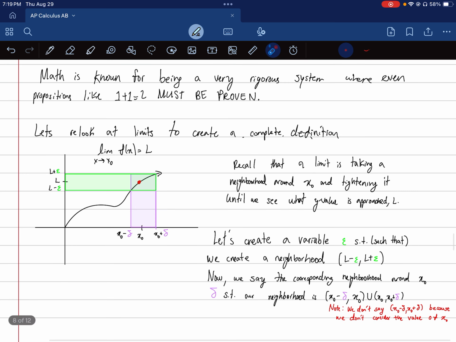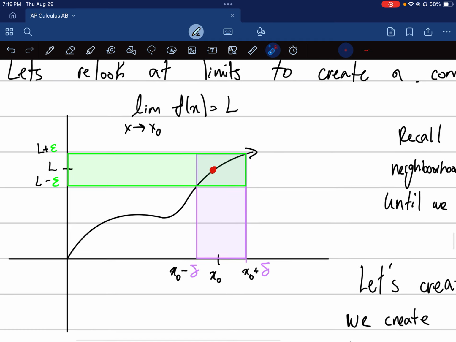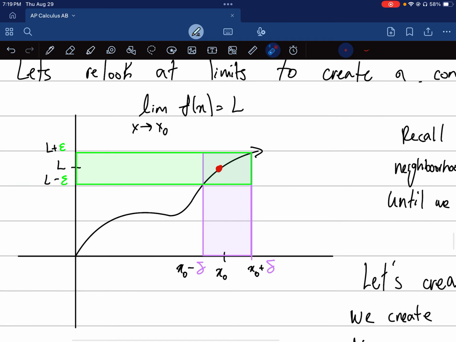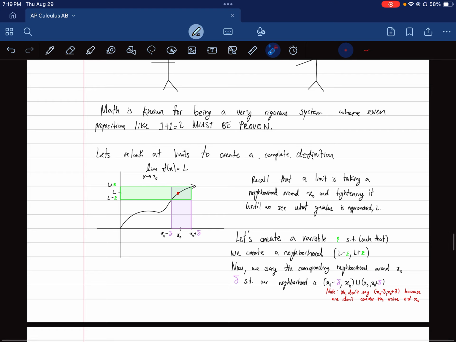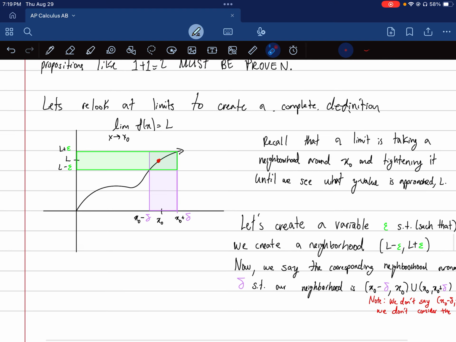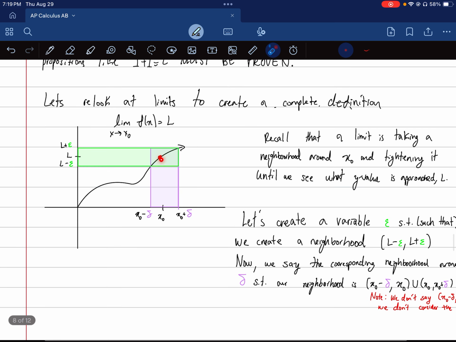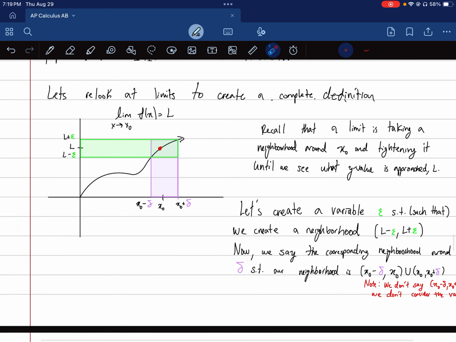So let's take the limit as x approaches x naught of f of x equals L. Say this is the graph that we're looking at. Here we have our L, and here we have our x naught. So recall that a limit is taking a neighborhood around x naught and tightening it until we see what y value is approached. So what y value will be approached? Well, that's known as our L, our limit. We tighten this purple region until we get an L.